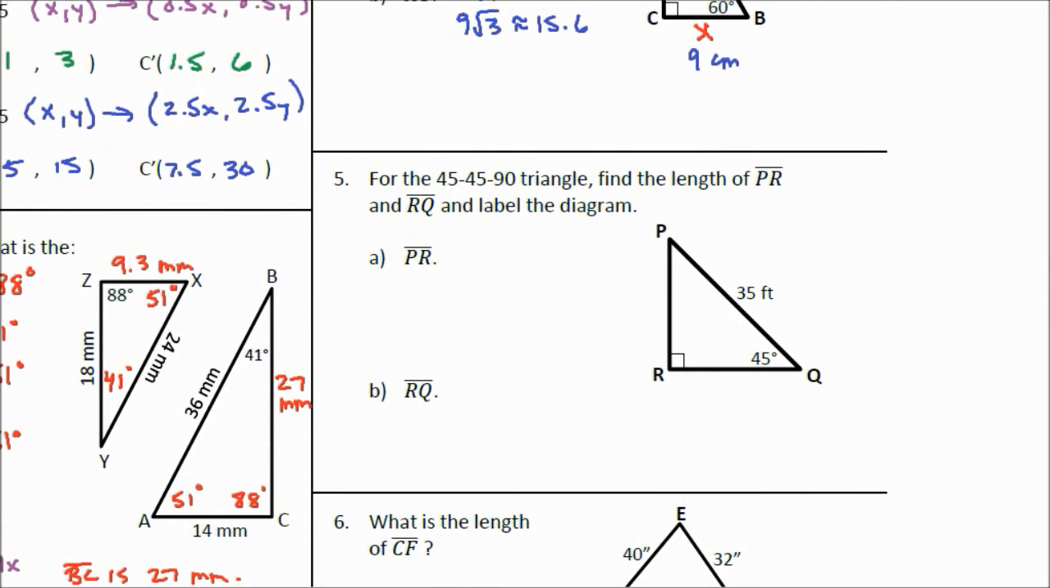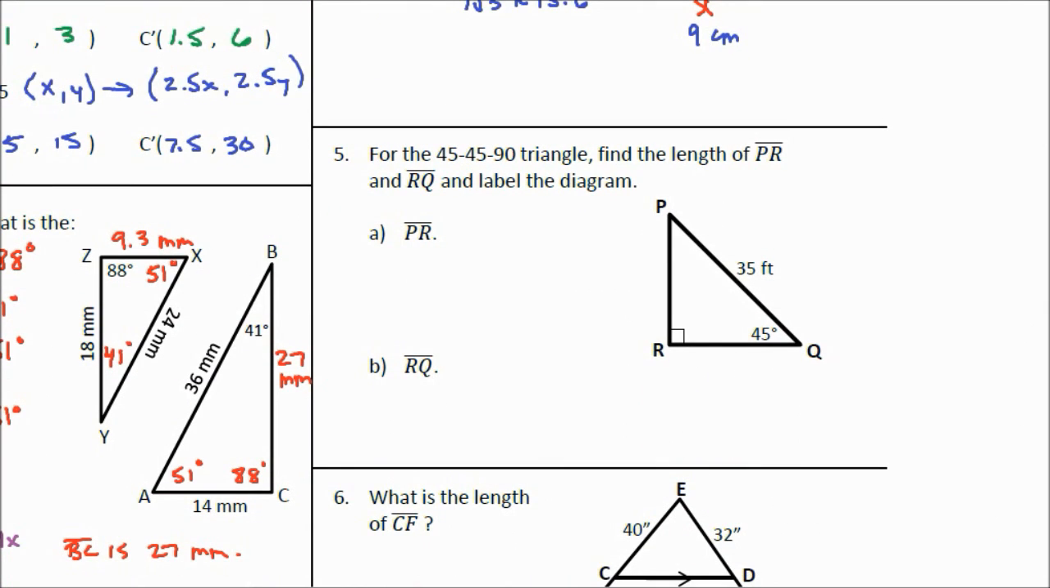It's a 45, 45, 90 triangle. We know the rules of 45, 45, 90. If we label a leg as x, then the other leg has to also be x, because this is an isosceles triangle, and the hypotenuse is x times the square root of 2. So how do we solve for our sides?